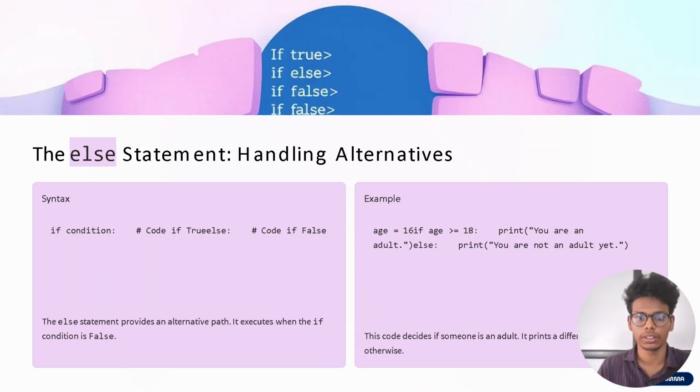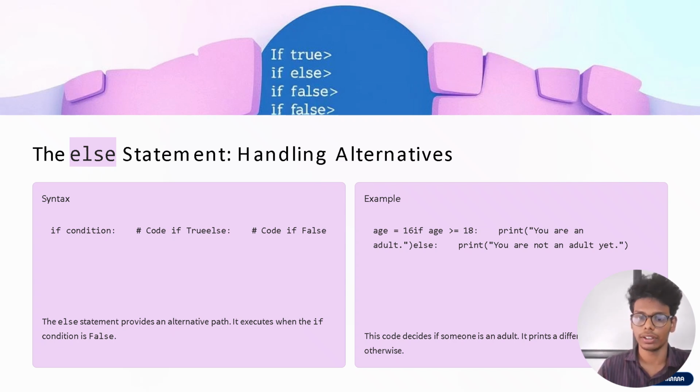The else statement. The else statement plays a key role in handling alternatives. Syntax of the else condition: if condition, colon, indentation, and then the else statement. The if block is executed if the condition is true, and the else block is executed if the if statement is false. The else statement provides an alternative path. It executes when the if condition is false.